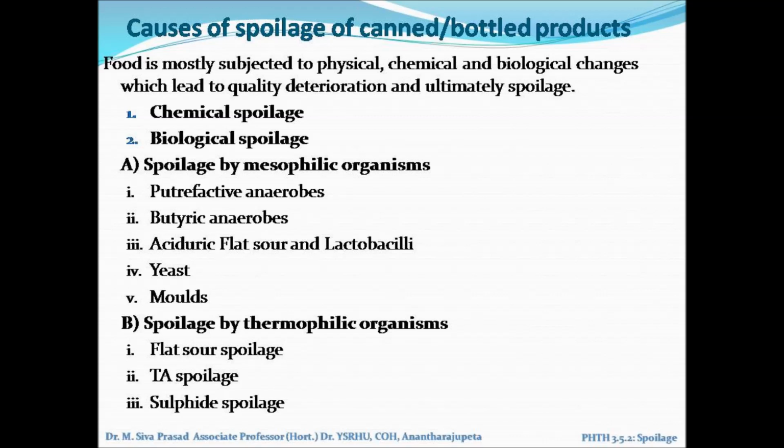Under chemical spoilage, basically it is due to the chemical reaction of the tin plate. Under biological spoilage, we will study two different types of organisms. One is mesophilic organisms, another one is thermophilic organisms.